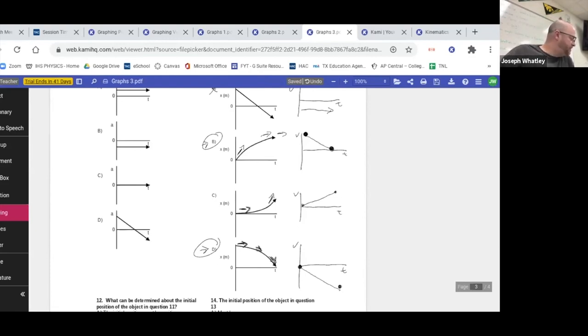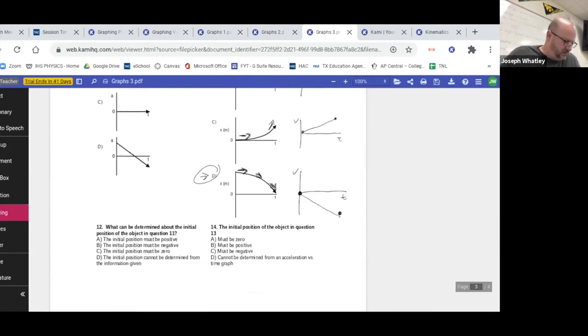And then 14 on this one says the initial position of the object in question 13. What about number 14 on this? I mean, I've told you the answer, but let's reason it out. The initial position of the object in question 13. How can you tell the position from the acceleration graph? Exactly right. D, cannot be determined, because we've selected 2 position graphs that could be right. So it's definitely D. We've got 2 position graphs that could be correct.